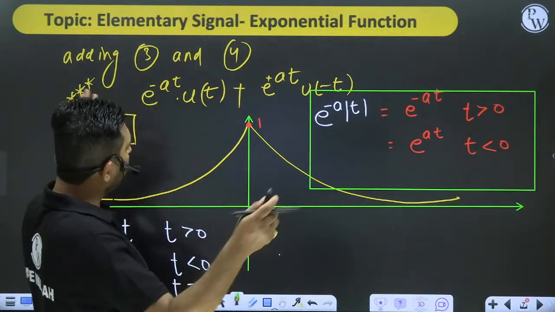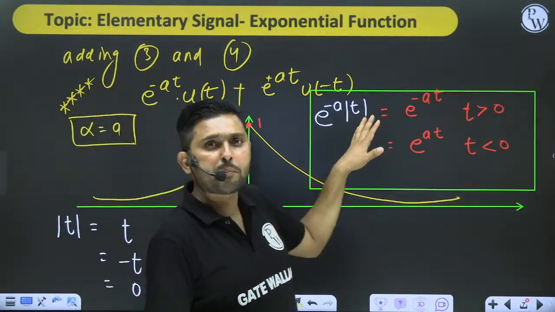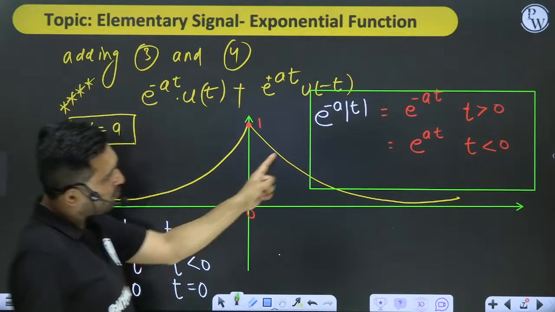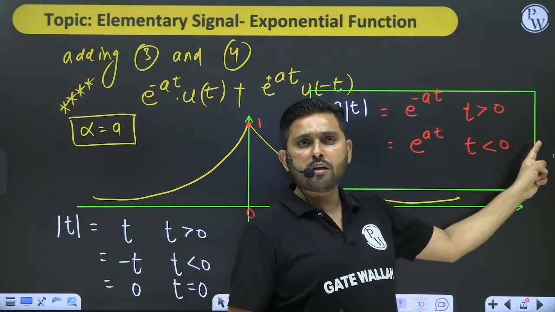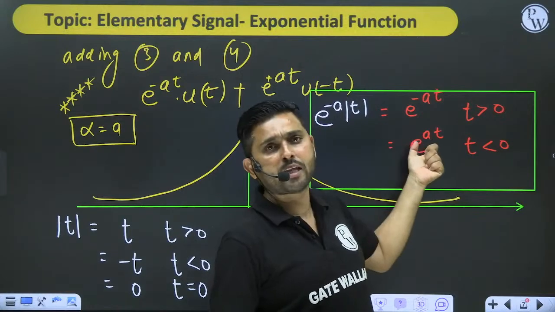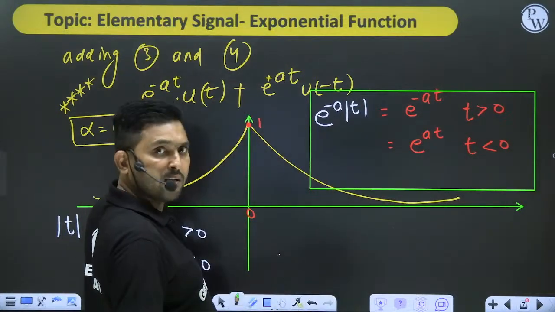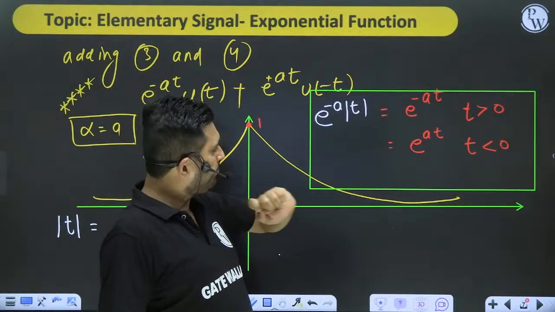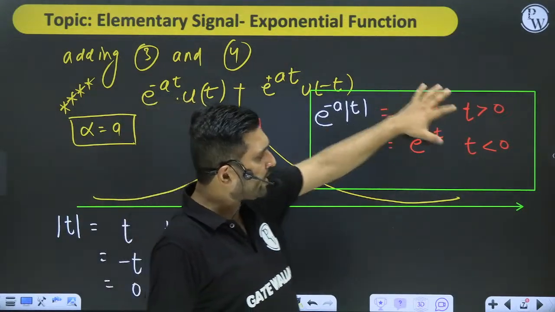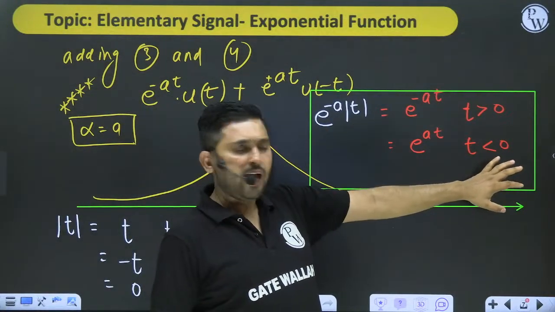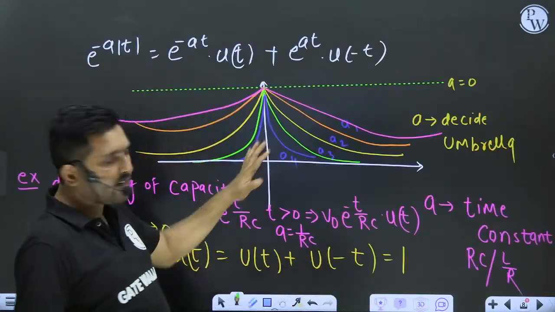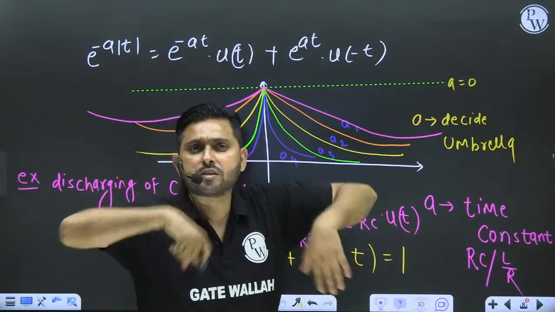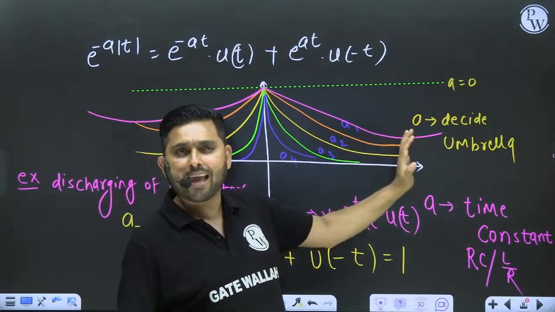And this umbrella function, when you combine, I can represent in terms of mod, by using the definition of mod. So this is e to the power minus a mod t, where alpha is replaced by a, just for the sake of convenience. And this is the umbrella function. Here the steepness of this function is represented by a.